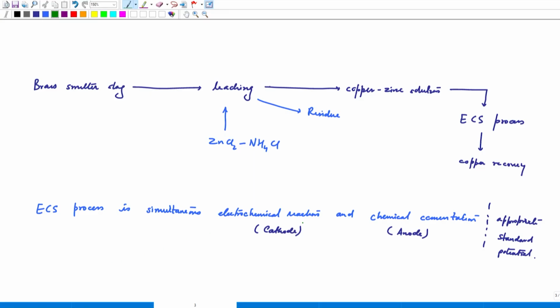What exactly it does is basically we are able to simultaneously have electrochemical reaction and chemical cementation in the same setup. So we have let's say an electrochemical setup which is utilizing the leach liquor, and at the anode side we have the cementation process, and at the cathode side we have the electrochemical reaction. On using both of these steps, we are able to recover copper, and this copper is generated at the same stage.